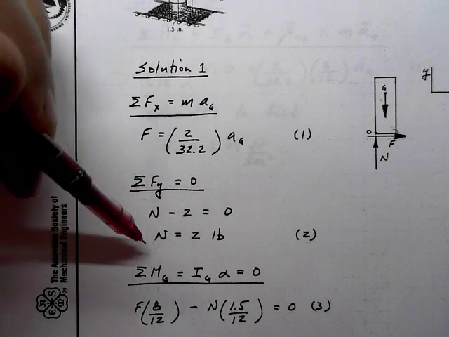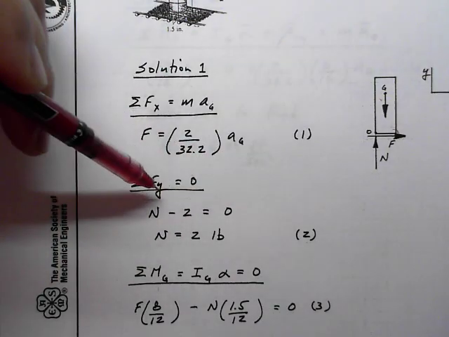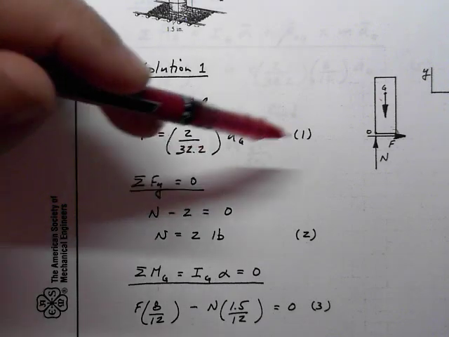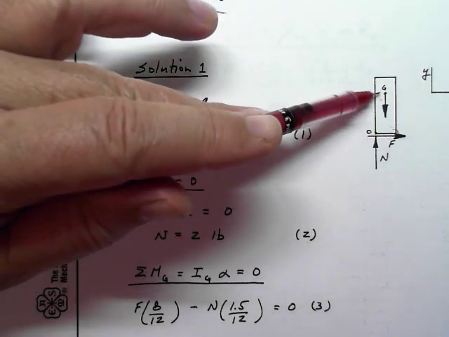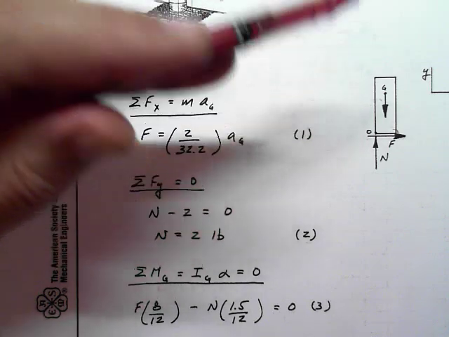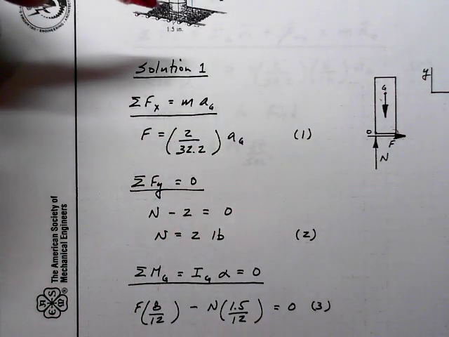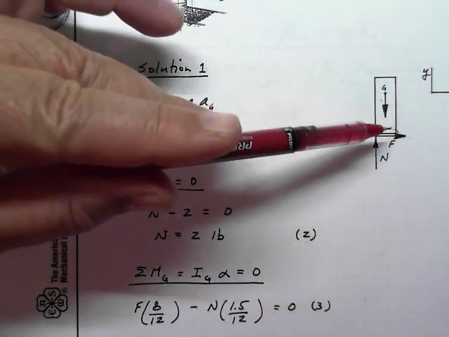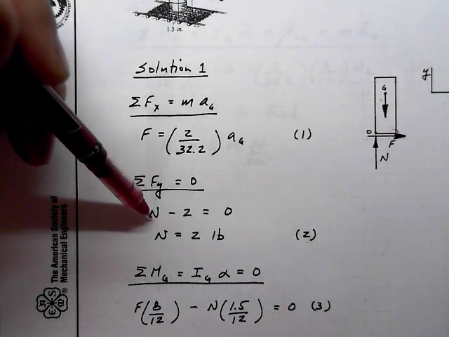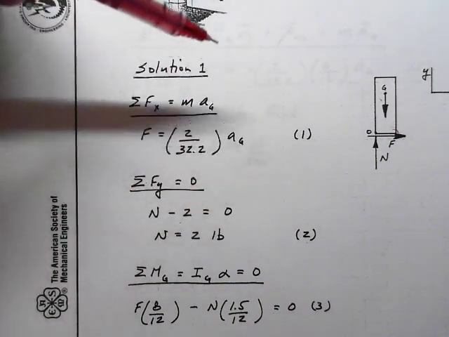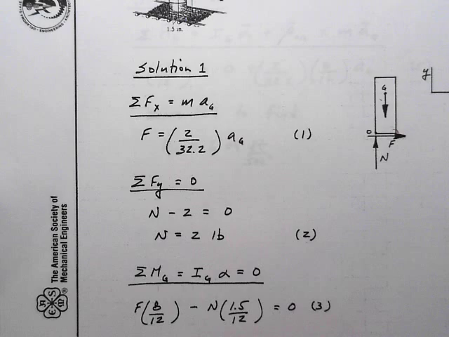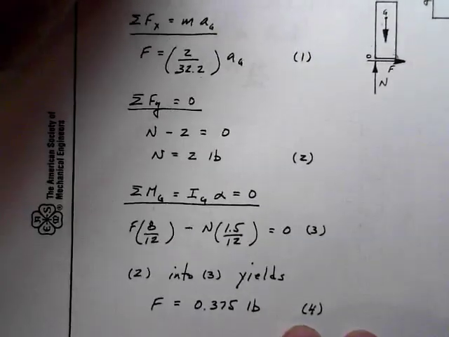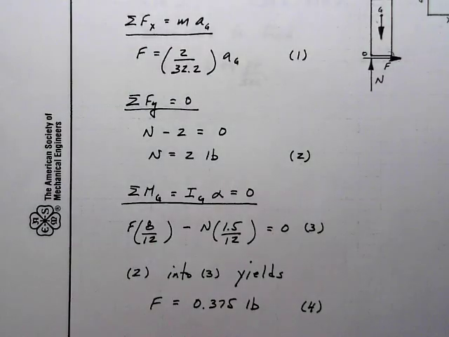Then we will sum forces in the y and say that the sum of forces in the y is equal to mass times acceleration in the y, which is 0, because we are not traveling in the y and we have not rotated. We're not going to let it rotate, so we haven't accelerated in the y. Our forces in the y direction include the normal force and the gravity force. So normal force positive, gravity force negative equals 0, and that tells us that the normal force is equal to 2 pounds.